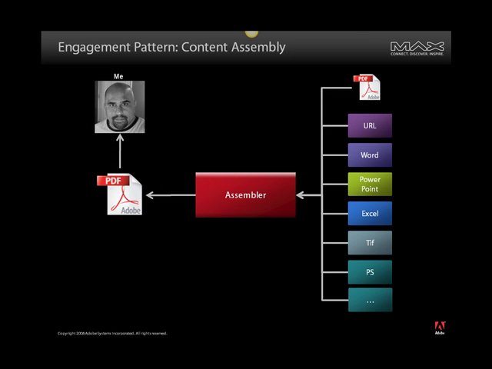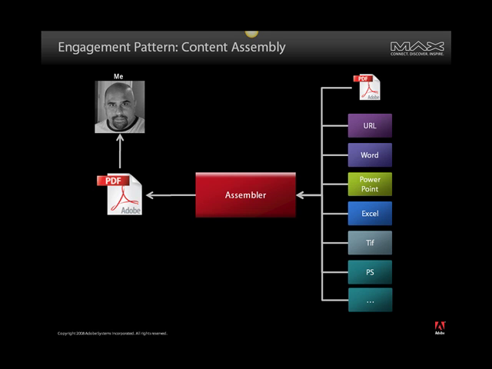So now let's talk about the content assembly pattern. The problem is that we need to consume content in multiple formats from multiple resources, some of which are offline and some online. Our solution in LiveCycle ES is the Assembler component, which enables you to both convert and merge that content into either a single PDF or a PDF portfolio, that is a PDF containing multiple pieces of content which can be nicely and effectively rendered in either Adobe Acrobat or the free Reader.